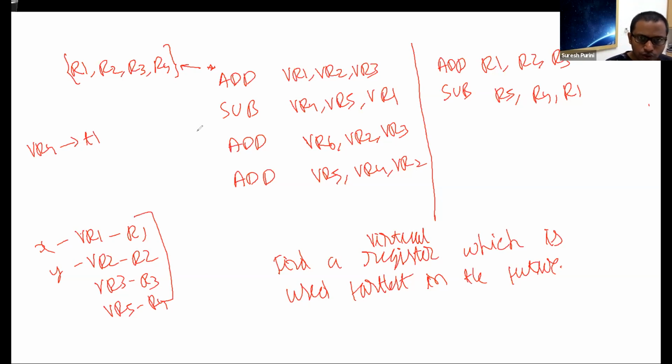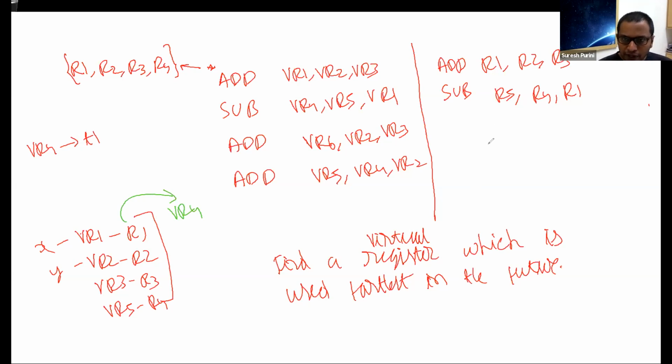So what we want to do is reassign R1 to VR4. Earlier, R1 was allocated to virtual register VR1. Now we want to allocate R1 to virtual register VR4. So that is the decision that we took.